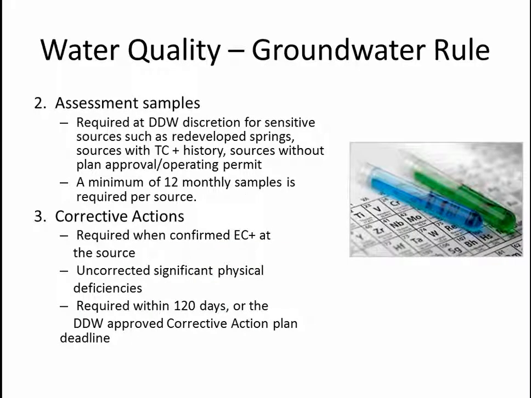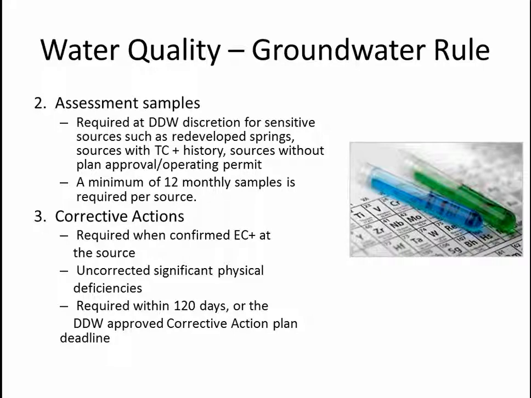Assessment samples. This is a requirement that the division director can do at his or her discretion for sensitive sources, such as you've redeveloped a spring, or you have a source that has a history of positive samples, or sources that have no plan approval or operating permit. Then we come in and we say you have to do 12 monthly samples required at this source for total coliform and E. coli. And then after that 12 months of E. coli sampling at that source, then we decide whether or not to take that source off of assessment sampling.